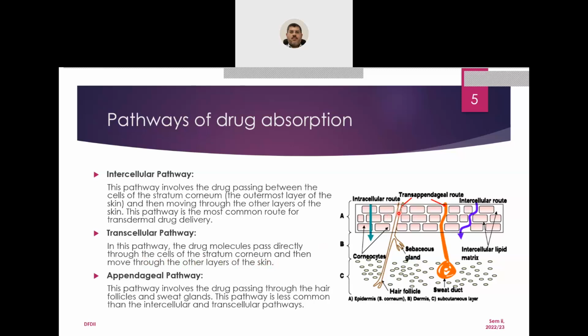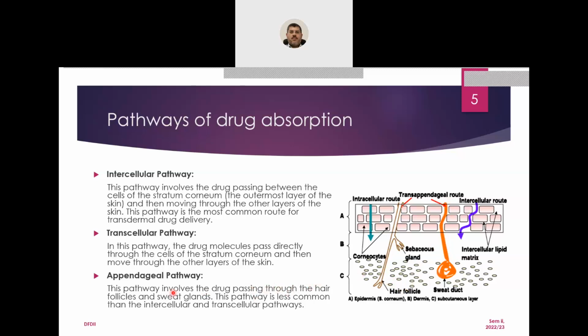The third pathway, or third route, is the transappendageal route. It passes through the appendages of the skin, and as we know, the appendages of the skin are the hair and sweat glands. So it will go through the hair follicles and then pass to the other layers, or go through the sweat glands and pass to the other layers.